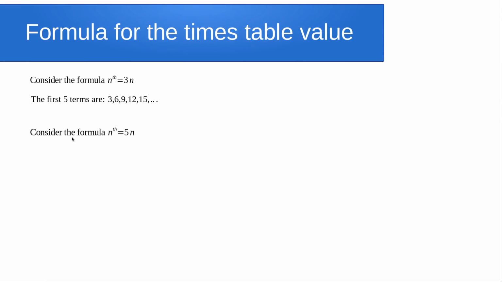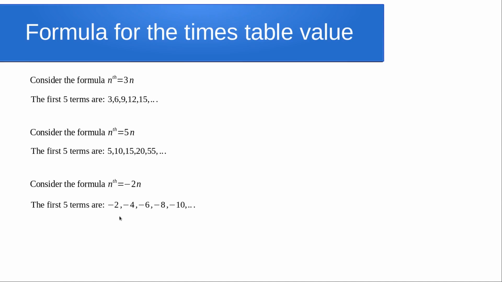So let's look at the formula for various times tables. First of all, let's consider the formula for nth term equals 3n. Remember from our last video that the first 5 terms are going to be 3, 6, 9, 12 and 15. So the formula 3n gives the 3 times table. Well, you might have guessed that the formula for 5n gives the 5 times table, and the formula for minus 2n gives the little known minus 2 times table.